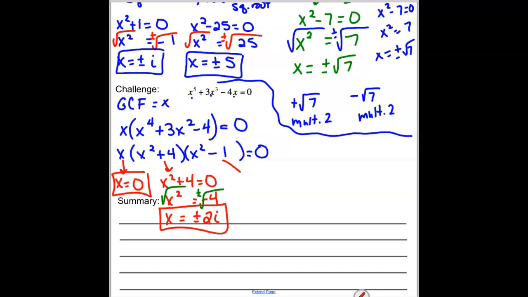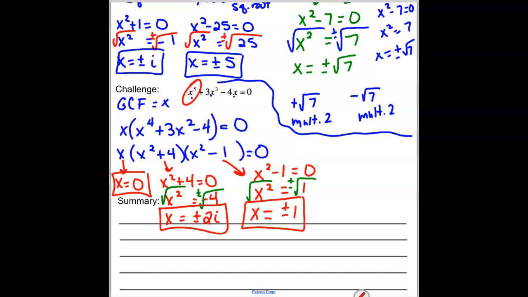And then the last part, we have x squared minus 1 equaling 0. We're going to add the 1 over. Again, we're going to square root to get x by itself. The square root of 1 is just 1. So we had a degree of 5, and x to the 5th. That means we had to have 5 zeros, and we do. Our zeros are 0, 2i, negative 2i, and 1, and negative 1.